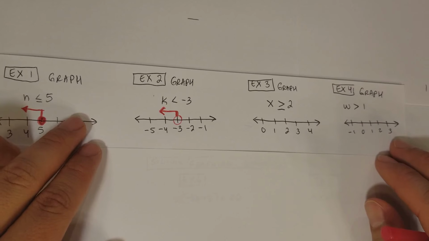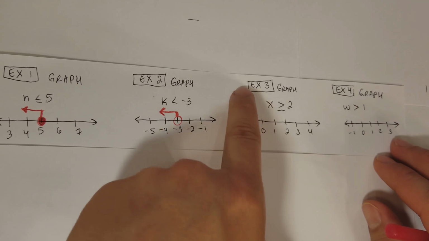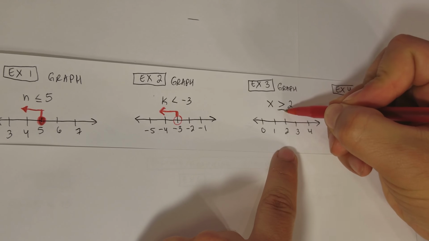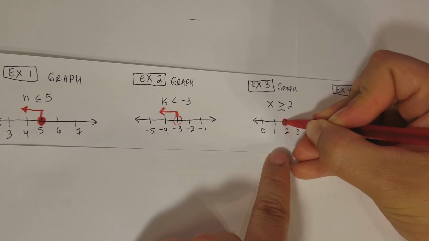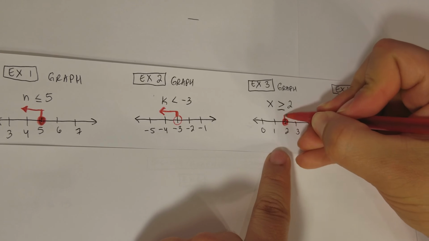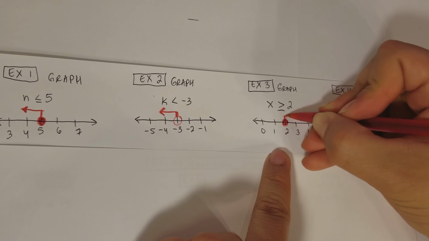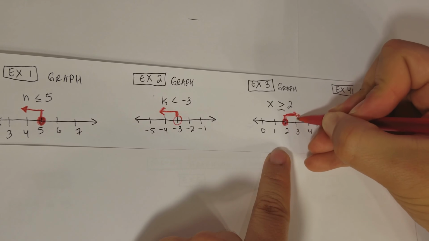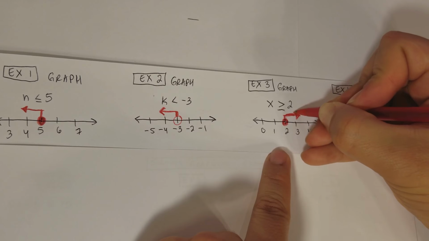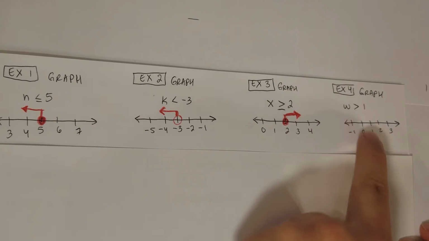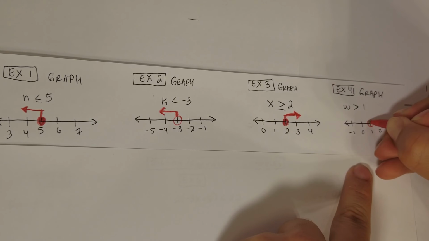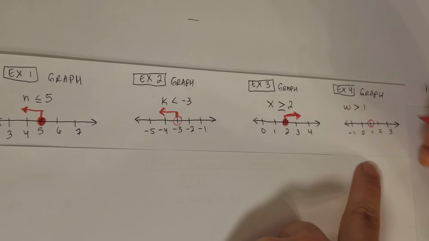Okay? That being said, example number 3, so we're actually going to have a closed circle at the 2, because we have the little line under it this time, and then this time we're going to be shading to the right. We're shading to the right because it's actually eating the variable this time. So there we go. Last one, we're going to have an open circle at the 1, so open circle, and it's eating the variable, so we shade to the right.